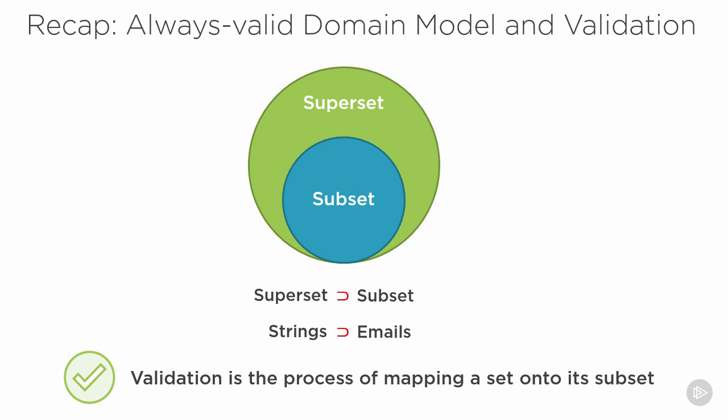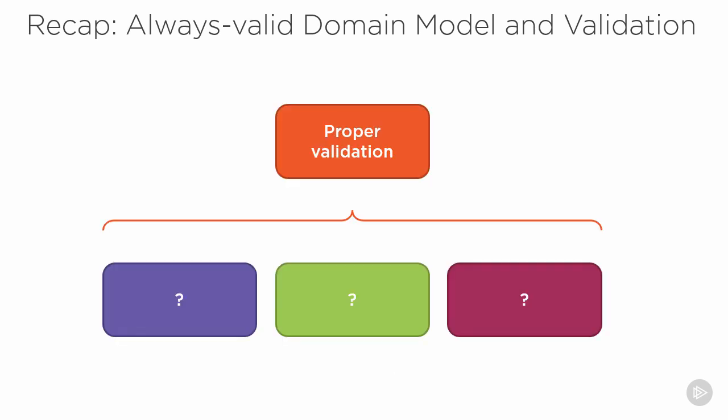This is the process of trying to find whether an element in the larger set has a corresponding element in the smaller set. We also discussed the first building block of the good validation technique, the concept of always valid domain model. All domain classes should guard themselves from ever becoming invalid, otherwise it becomes hard to work with such domain classes, because you never know whether they were validated or not.